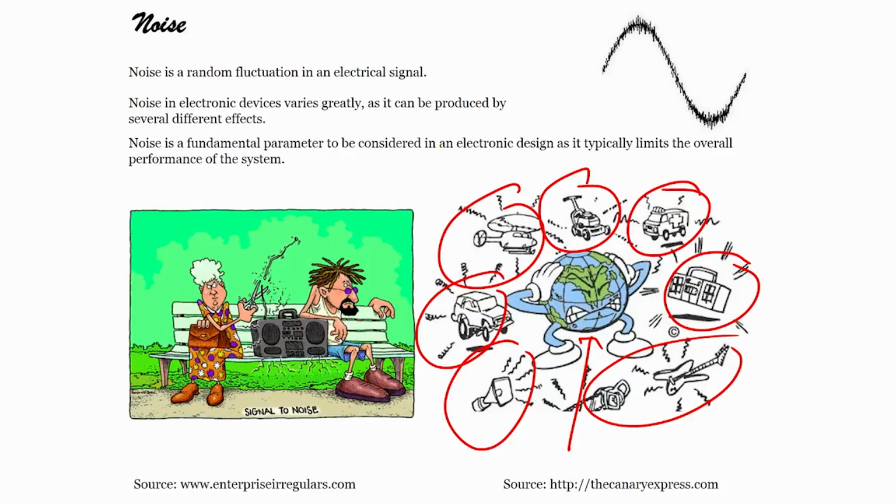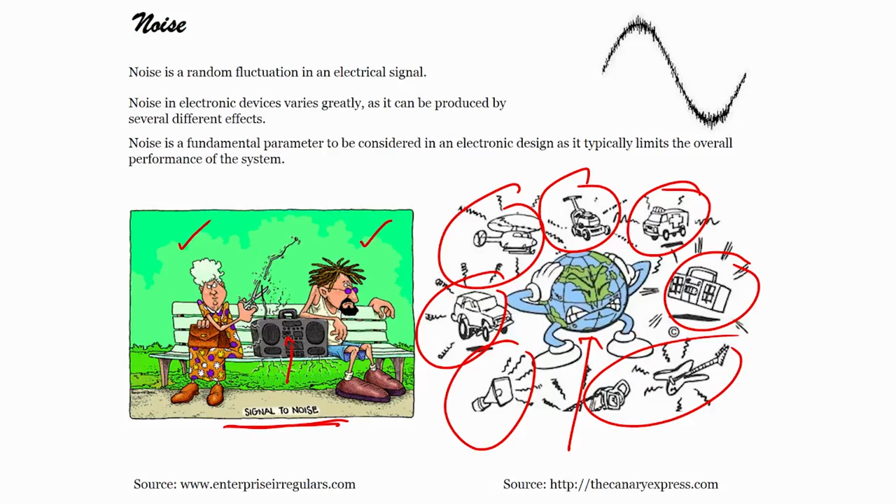If you see this particular image, which is a very nice image, from enterprises-regulators.com, we see signal to noise. The sound that comes out of this particular radio is music for this guy, while it is noise for this woman. So, you see, noise in any case can be defined in a different way, in a comic way as well.